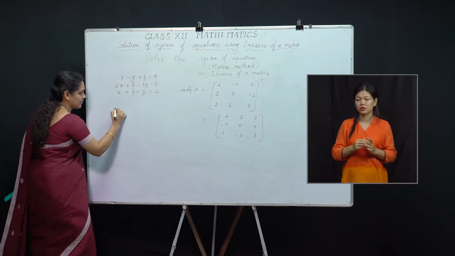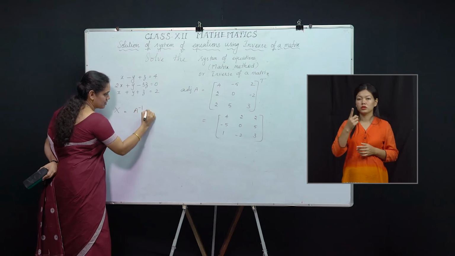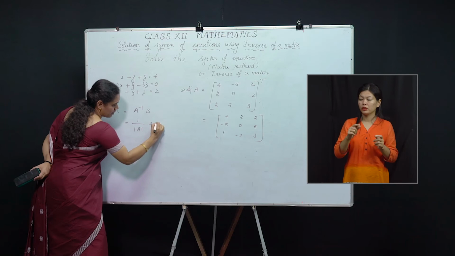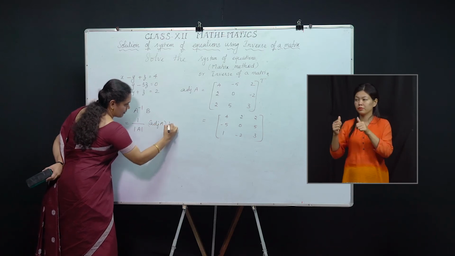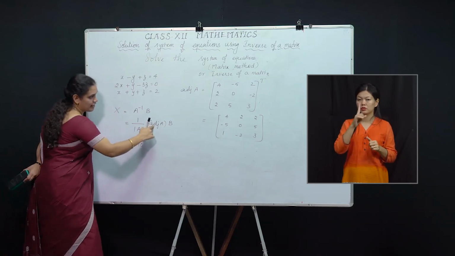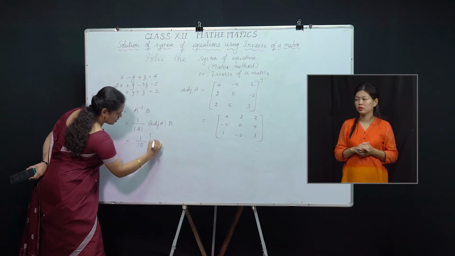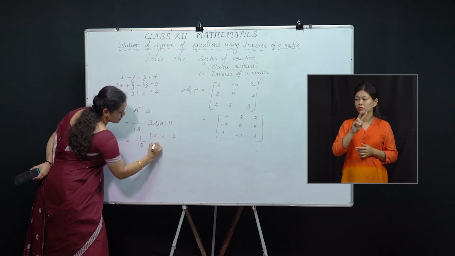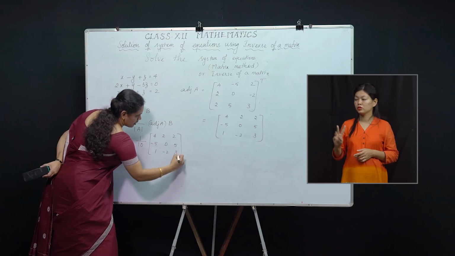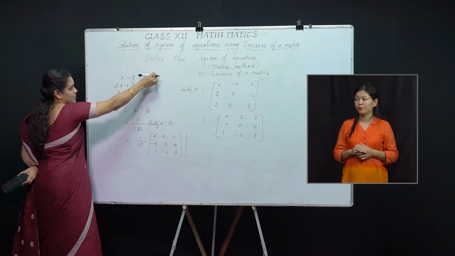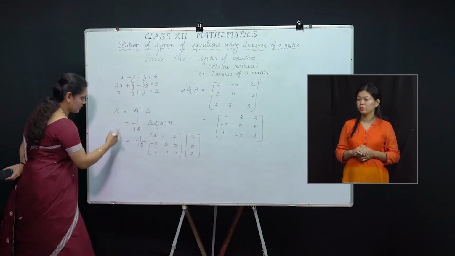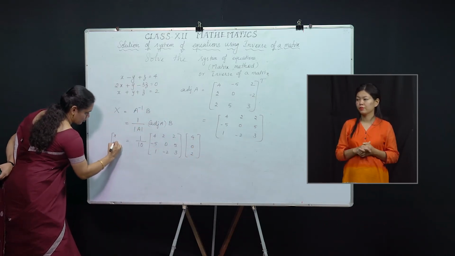How do you find x? X equal to A inverse B, that is 1 by determinant of A into adjoint A into B, right? Okay, so 1 by determinant value is 10 and adjoint matrix is this one, that is 4 2 2, minus 5 0 5, 1 minus 2 3, into the B matrix is the constant matrix, right? 4 0 2. Okay, so what is x? That is x, y, z.